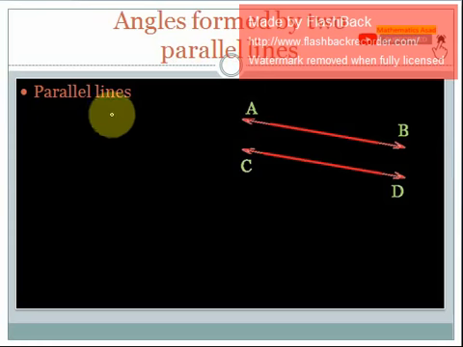What is a parallel line, basically? Parallel lines are lines, maybe two or three lines, which do not touch each other and do not meet each other at any instant. Suppose AB is one line and the other line is CD, and the distance between them is, say, 2 centimeters.